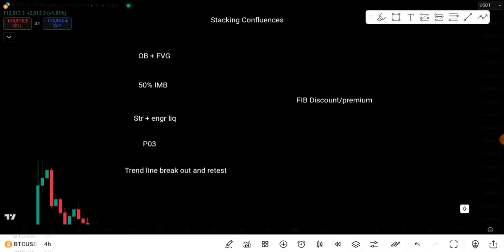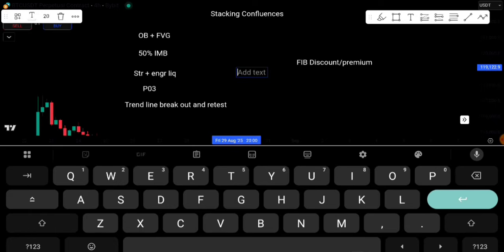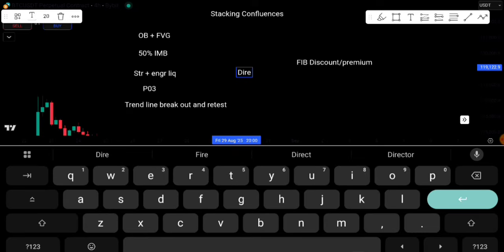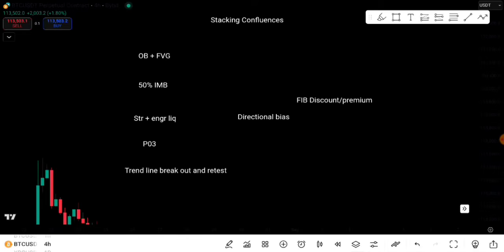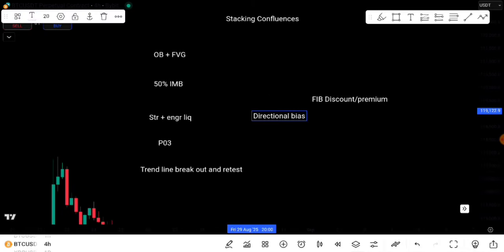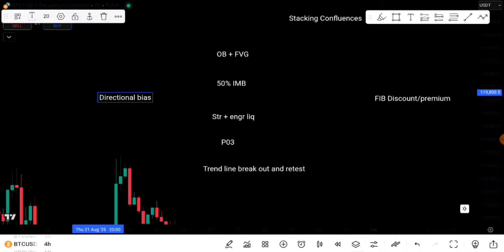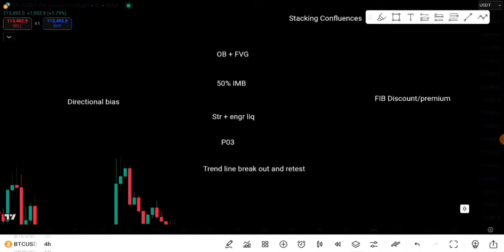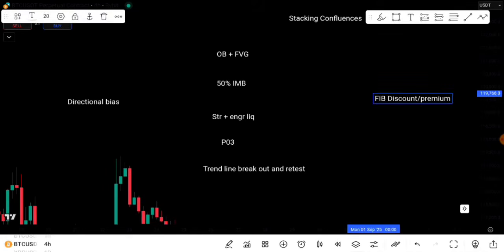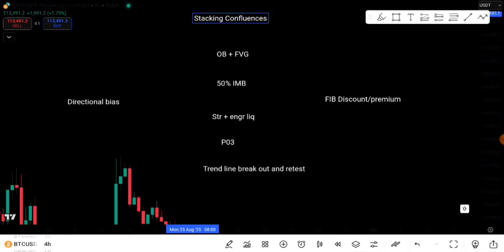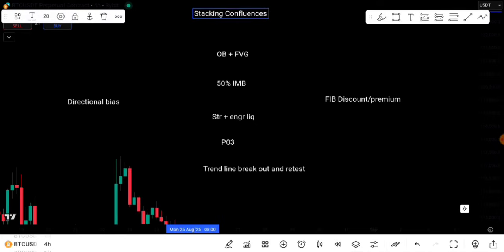Now, all these things, of course, would not really work if you do not have what I call a correct directional bias. So these are 2 things you want to stack. You want to have a correct directional bias, which is just like the king of all this. Once you know your directional bias, then you can pick any of these SMC confluences that you want to see on your chart.